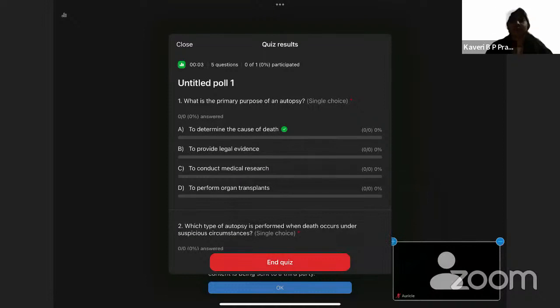Now let's look into some other questions. So what is the primary purpose of an autopsy? It is a single choice question. Number one option, to determine the cause of death; to provide legal evidence; to conduct medical research; to perform organ transplant. Why do you do an autopsy? This is what we discussed in the first statement of the chapter, no? To identify the cause of death. So that is the correct answer.